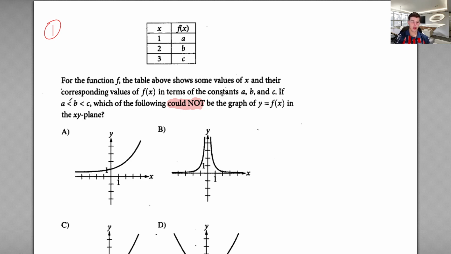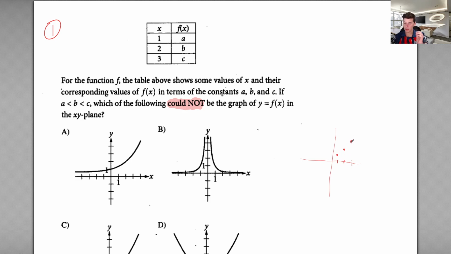So we know that a is going to be less than b and b is going to be less than c. So a is the lowest one of all. So at x equals 1, if we have a graph, at 1, which is right here, we know that a is going to be below b and c. So at 2, this is going to be b right here. And at 3, this is going to be c. So we know that a is less than b, which is less than c. So we know the trend is going to be like this.